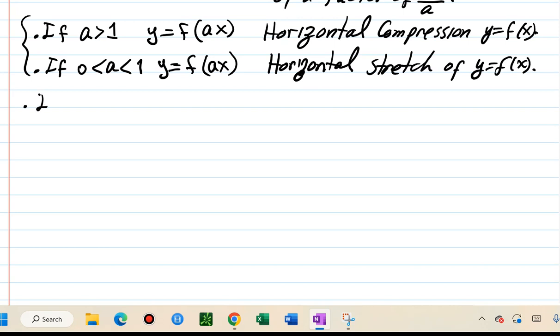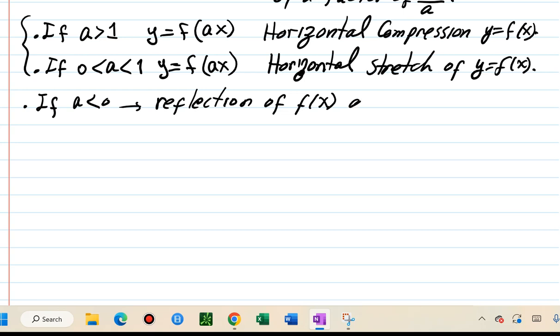We looked at the case in all cases where a was positive. If a is less than 0, actually, this is what's going to happen. Then we're going to get a reflection of f of x, the original function, about the x-axis. And the reason is because what used to be, for example, a positive value is now a negative value. Y was positive, now y is negative, means below the x-axis.